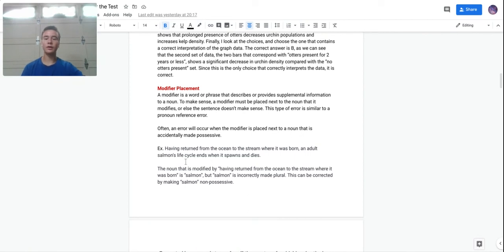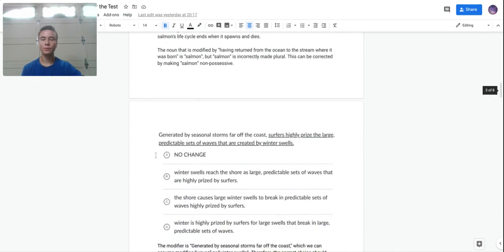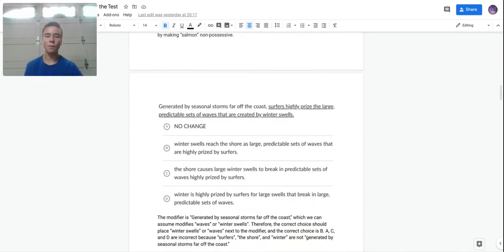So it makes it seem as if the life cycle had returned from the ocean to the stream. So that's an error, and the way to correct it would just be to make adult salmon non-possessive. So here's an example question.